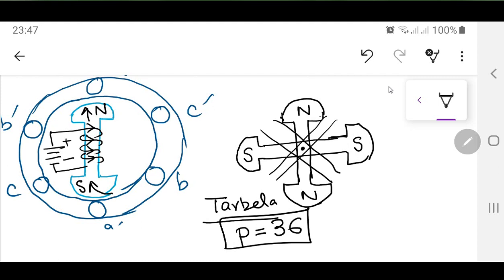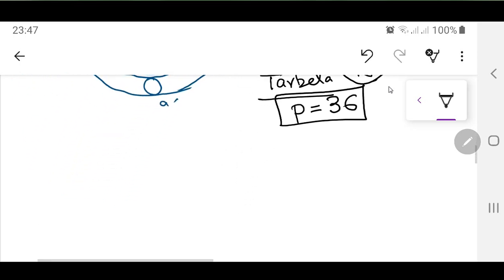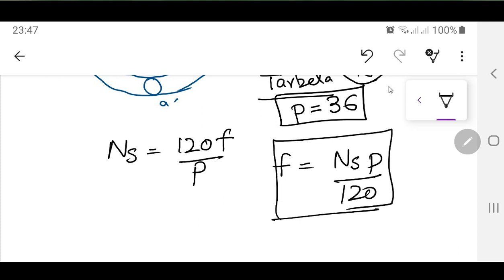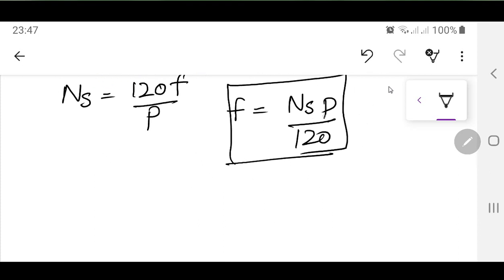Now the question arises: what is the advantage of actually having 36 poles? If I go a little bit into it, we just did the formula that you are already familiar with, Ns is equal to 120 F by P. Now if I rearrange this, the frequency is equal to Ns P divided by 120. This is my frequency over here. Now Ns and P are actually inversely related to each other.